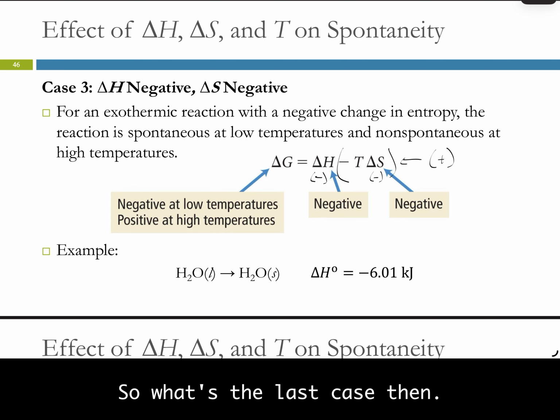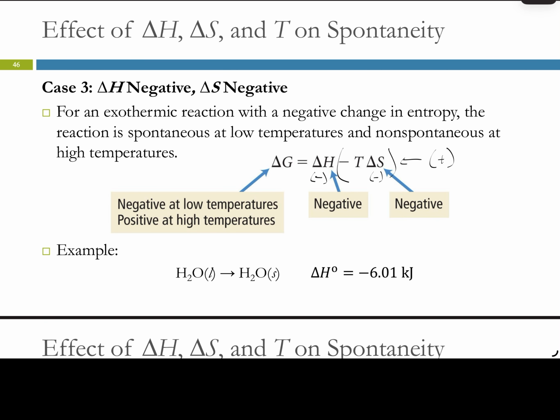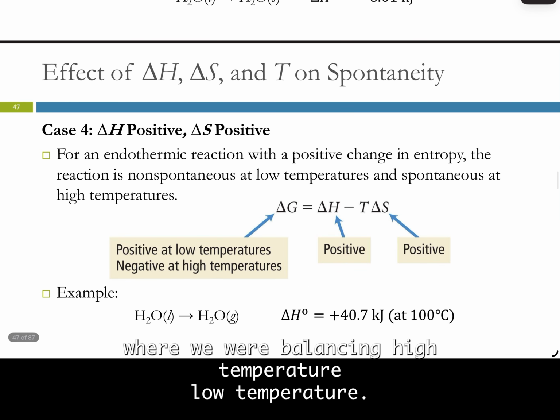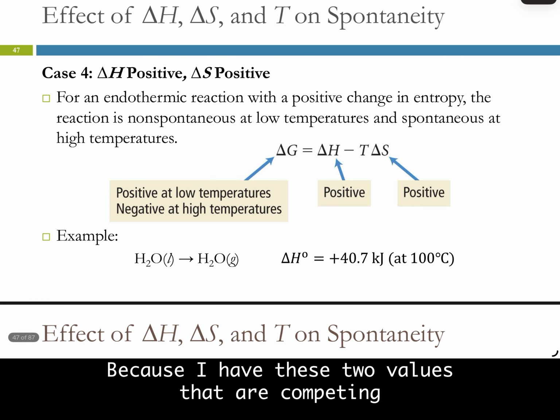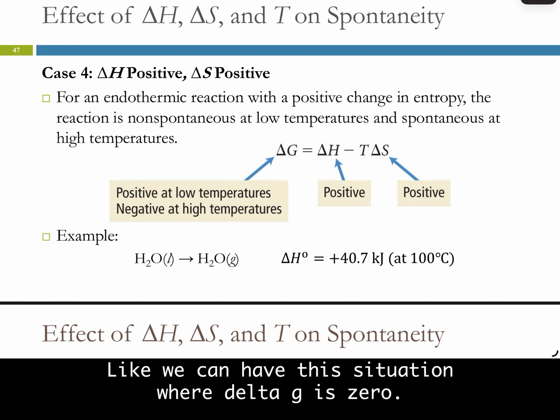So what's the last case then? Both positive. If both of these are positive, then it's the opposite of this. So case 3 and case 4 are the ones where we're balancing high temperature, low temperature, because I have these two values that are competing and can cancel each other out. Like, we can have the situation where delta G is 0.